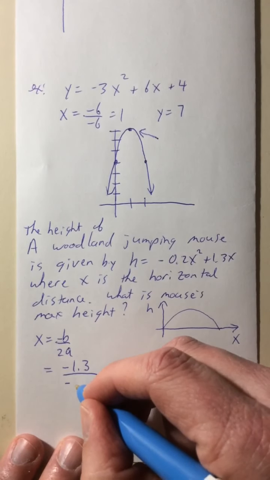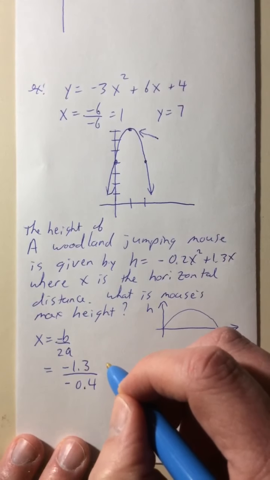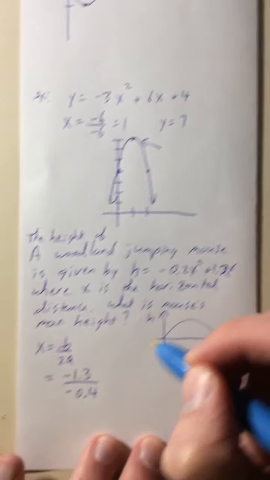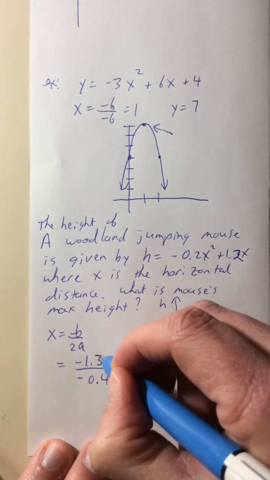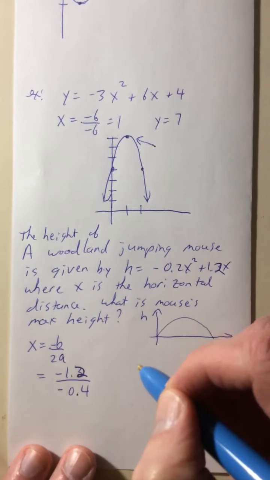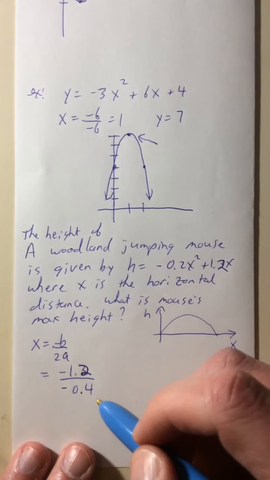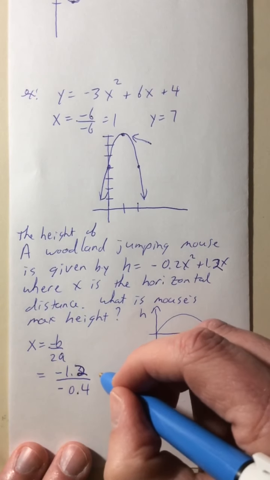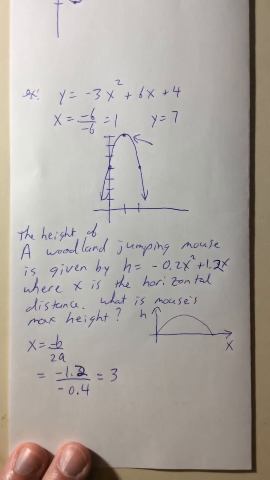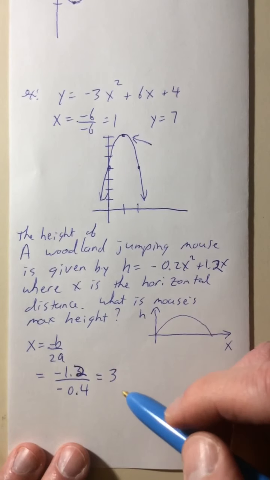Negative 0.4. You know what I'm going to do? I'm going to make our lives a little bit easier here. I'm going to change this to 0.12. This is a different breed of mouse, so different species of mouse, so it doesn't jump quite exactly the same. So we got negative 1.2 divided by 0.4 turns out to be, you guessed it, 3. So when this was 13 divided by 4, it didn't come out so nice, so this is going to be 3. So x equals 3.